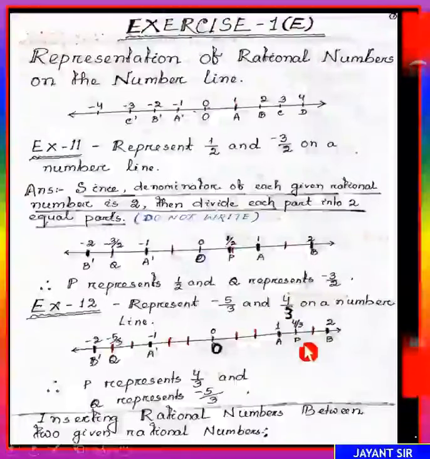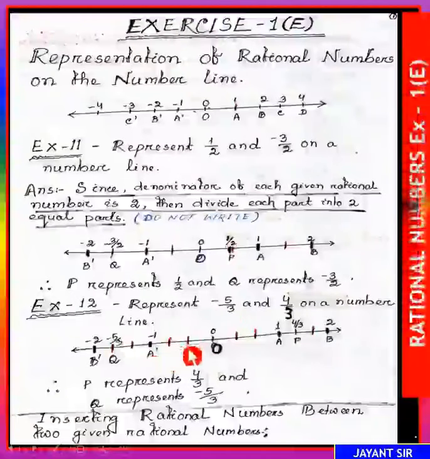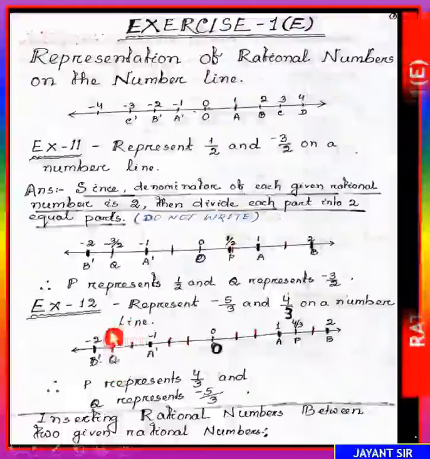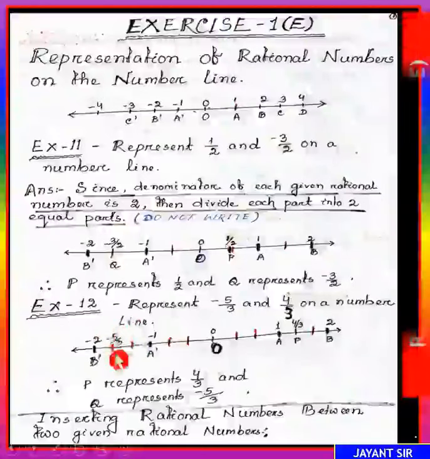The question is given 4 by 3. So write down its point, make it the point P, and 4 by 3 you give it. Now it is minus 5 by 3. Come to the left side. This is minus 1 by 3, minus 2 by 3, minus 3 by 3, minus 4 by 3, now minus 5 by 3. Now give its name Q and mark it here: minus 5 by 3 represents Q. So you can write that P represents 4 by 3 and Q represents minus 5 by 3.